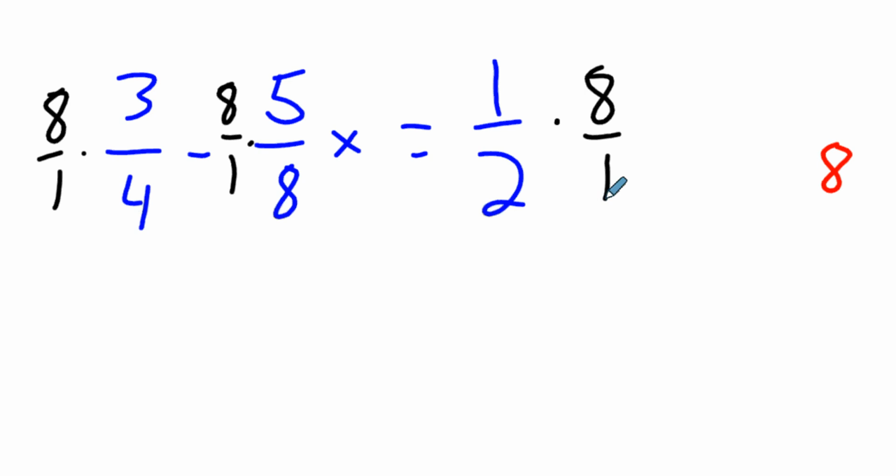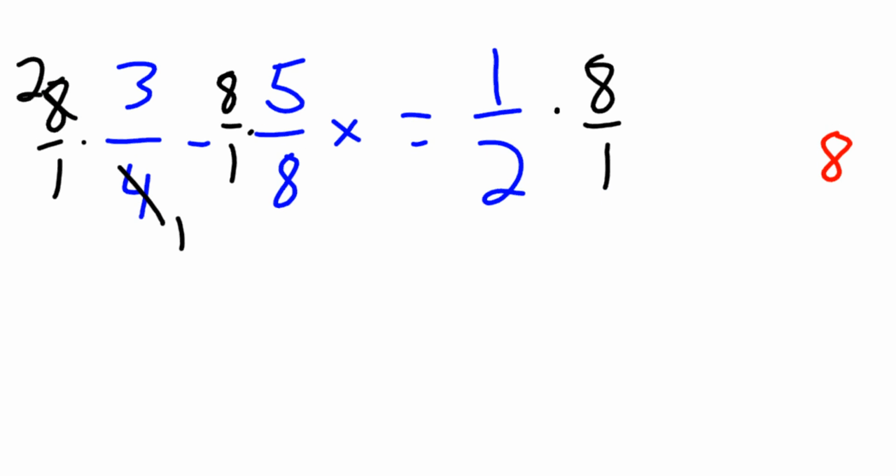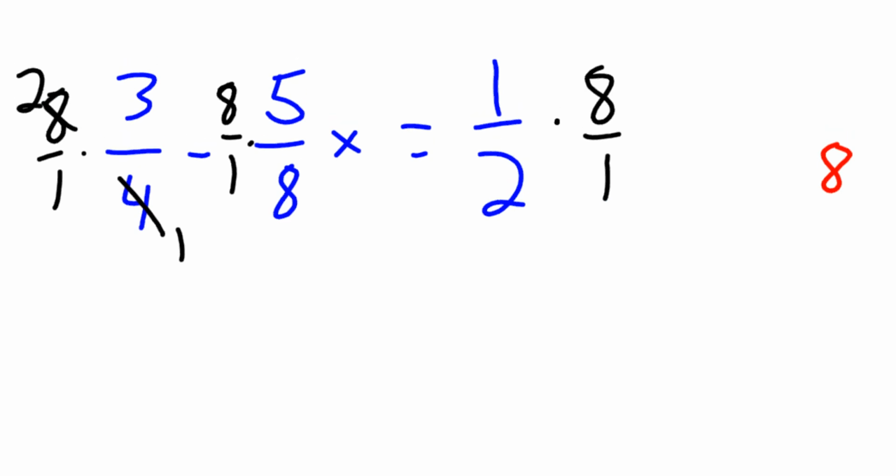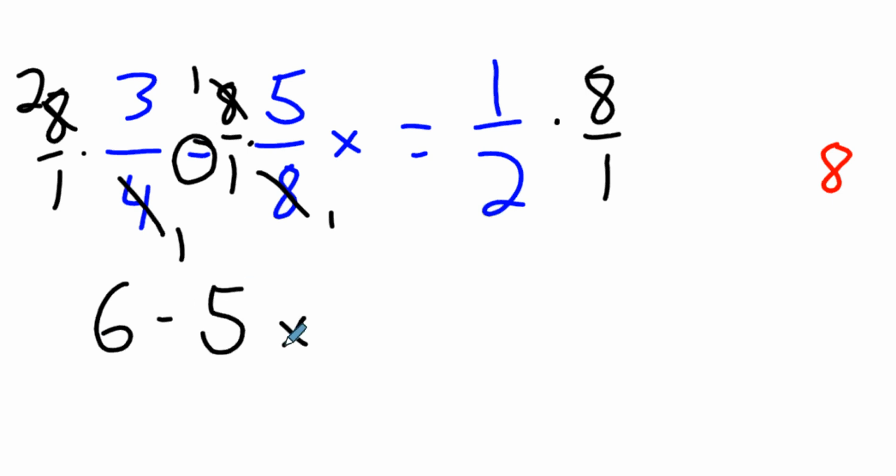For this first part, we can simplify. We divide them both by 4, so we have 1 and 2. We basically just take 2 times 3, which is 6. Now for this one, our 8s can cancel out, and we just get 1. Notice we have a subtraction sign here, so we have minus 5x. Then we set that equal to 1 times 4, and we're left with 4.